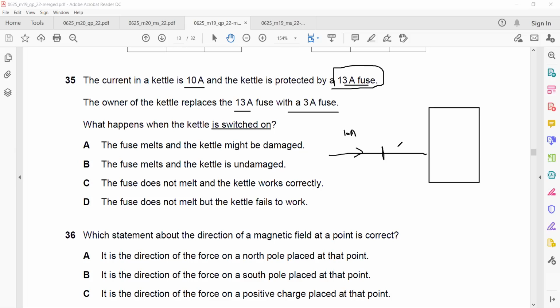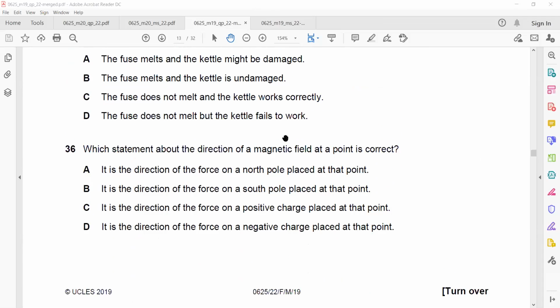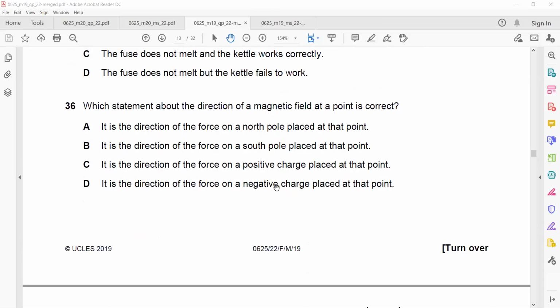So yeah, that's right. Basically, this is not a useful fuse, because when we say it is protected by a 13 ampere fuse, it means a kettle can work with 13 ampere. But what happens if you place a fuse of 3 ampere? The fuse will melt and the kettle will remain undamaged. It cannot be damaged because a 13 ampere fuse is used to protect the kettle. So even if the current is lower than 13 ampere, the kettle will not be damaged.